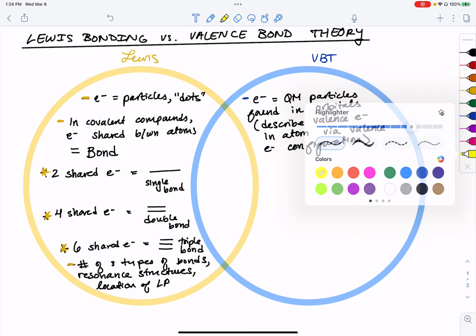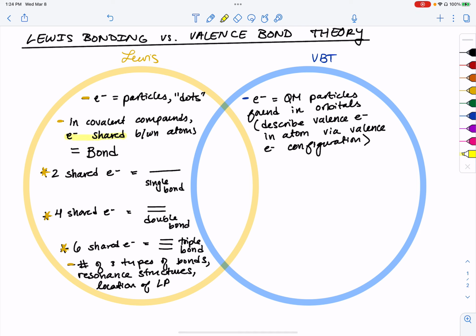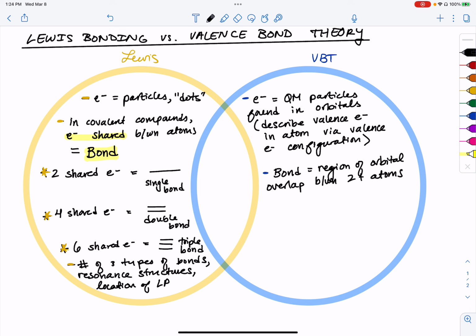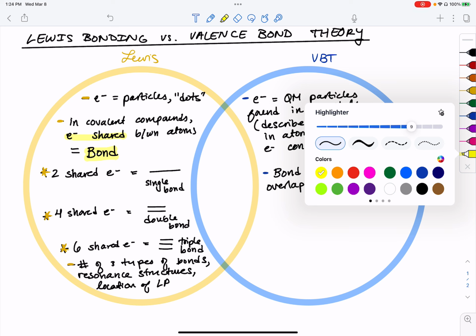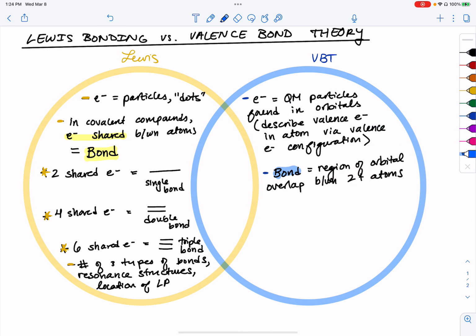And while Lewis said that a shared electron pair is what a bond is, valence bond theory adds a little bit more detail, which says that a chemical bond is a region of orbital overlap that exists between two or more atoms. So a bond, according to valence bond theory, is a region of orbital overlap.